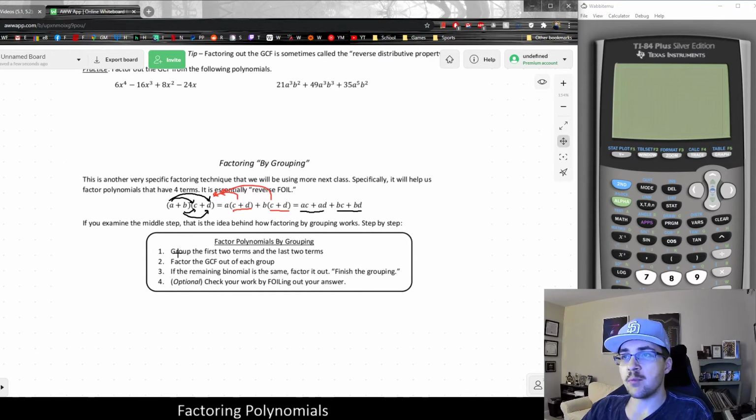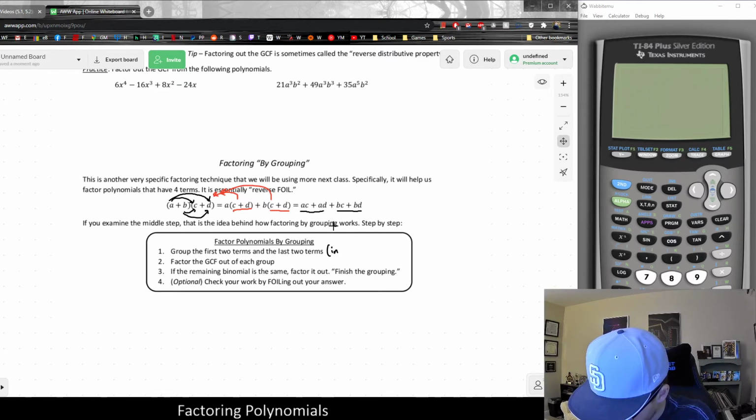Step 1: group the first 2 terms and the last 2 terms, like that. I'll often underline them just to emphasize my groups. What I recommend is putting them in parentheses. I forgot to include this in my little step-by-step thing, but if you have the notes printed out, go ahead and add that to your notes. Oops, parentheses.